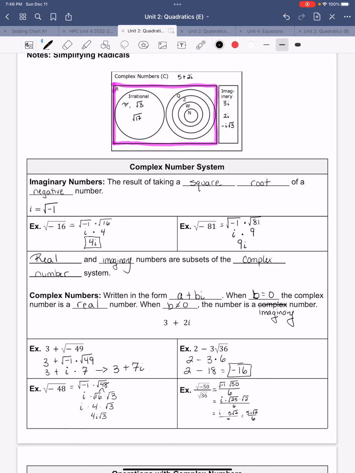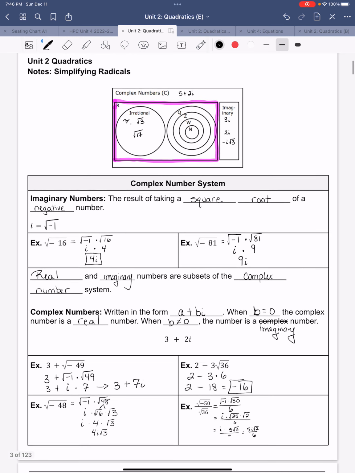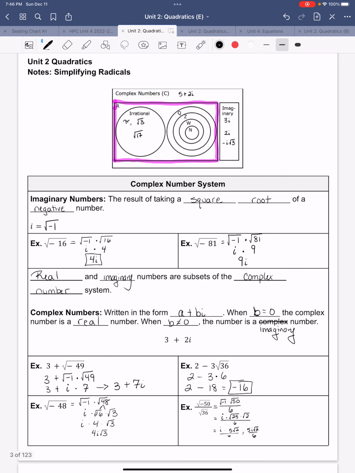I just wanted to show you what page you should have out in your notes. So hopefully you've completed the simplifying imaginary numbers. It was listed as a classwork that was due for today. So hopefully that's been completed. If you didn't complete that yet, I would suggest reviewing these notes that you should already have.